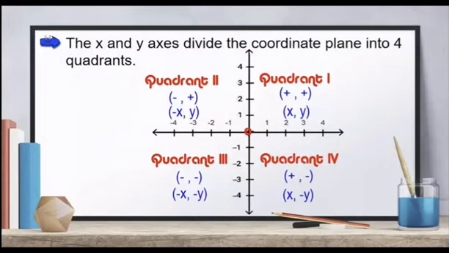The x and y axes divide the coordinate plane into 4 quadrants, namely Quadrant I, Quadrant II, Quadrant III, and Quadrant IV. In Quadrant I, both the x and y coordinates are positive. In Quadrant II, the x coordinate is negative and the y coordinate is positive. In Quadrant III, both coordinates are negative. And in Quadrant IV, the x coordinate is positive and the y coordinate is negative.